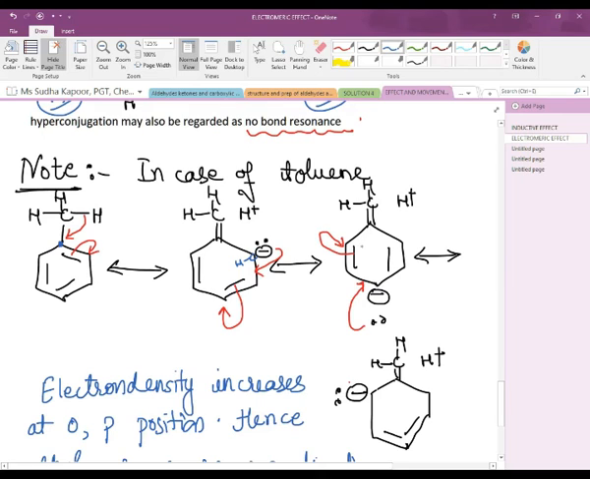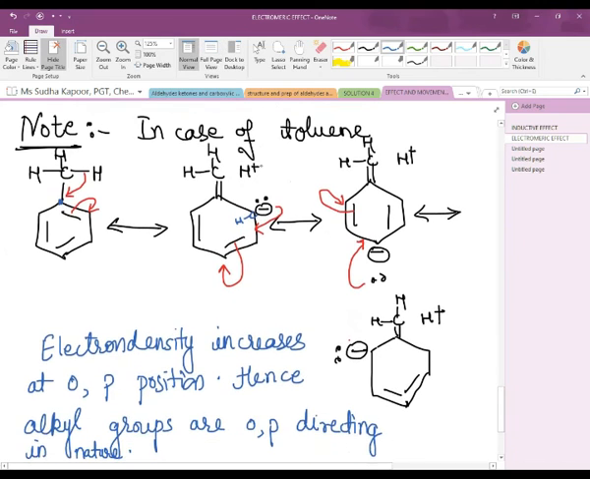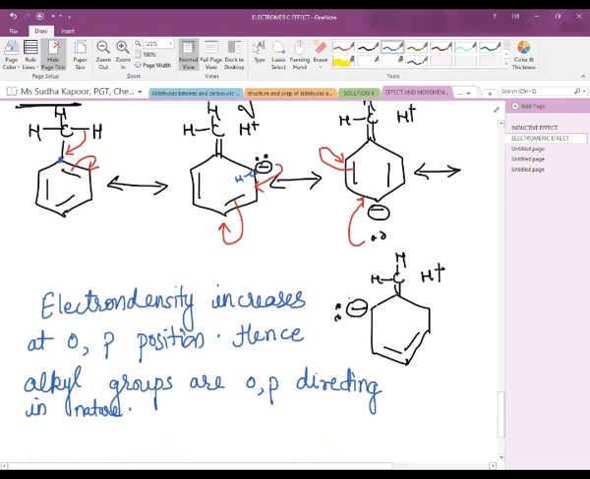The work occurs in the same way as we have done in case of the resonance. But this time the movement is occurring in such a manner that there is a movement of the sigma bond in the beginning. So in case of toluene, we can see that there is high electron density at the ortho and para position, which helps us understand that the alkyl groups are ortho-para directing in nature when the alkyl group is present on the benzene ring. So these type of structures can be well understood if we have a proper clear knowledge of hyperconjugation.